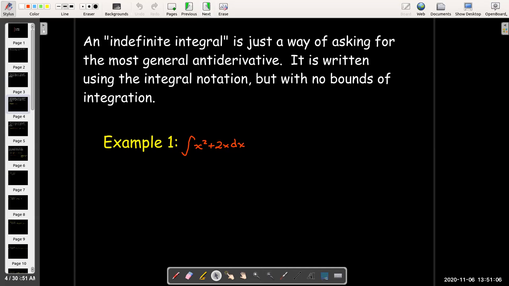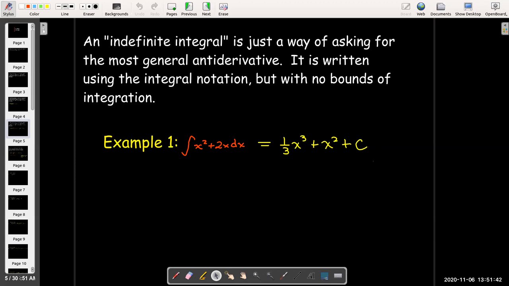So as an example, if I write the integral sign with no bounds, then this would be the indefinite integral of x squared plus 2x dx. In other words, this is asking for the most general antiderivative of x squared plus 2x. And we know the antiderivative of x squared is 1/3 x cubed. The antiderivative of 2x is x squared. And then we have to add a constant.